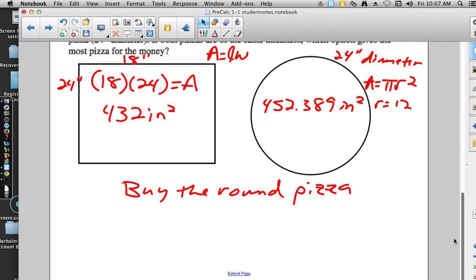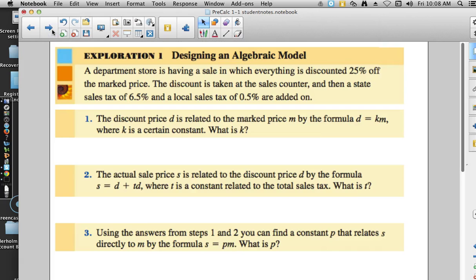And both of them are the same cost. And that's not the issue here. The issue is which one will give us more pizza. So now, we need to start designing an algebraic model, designing an equation that's going to work for us here.